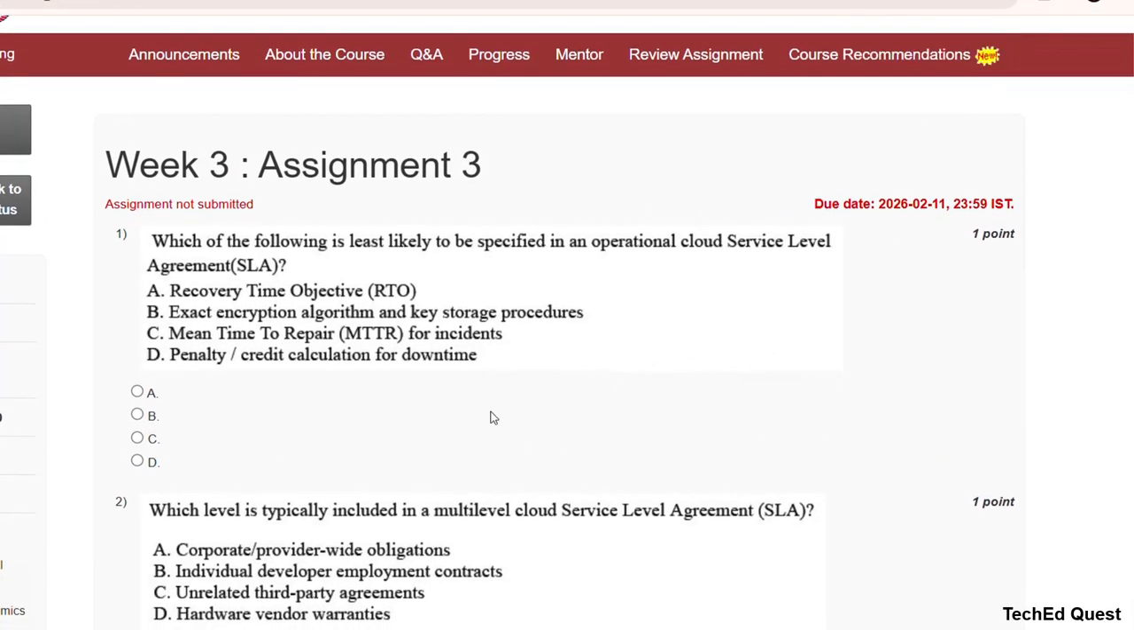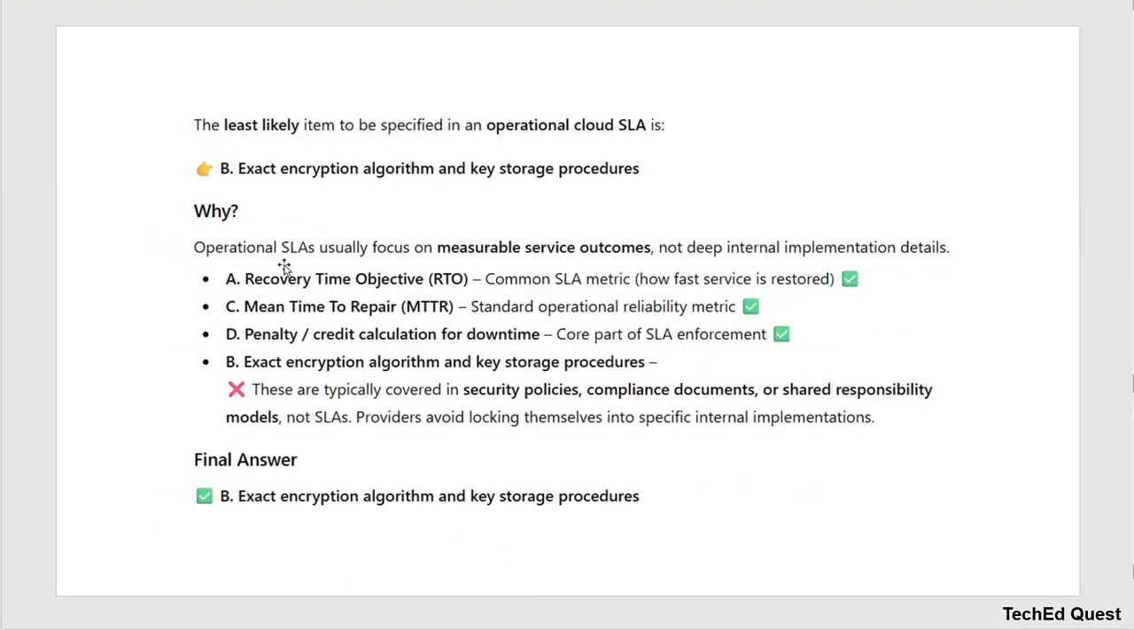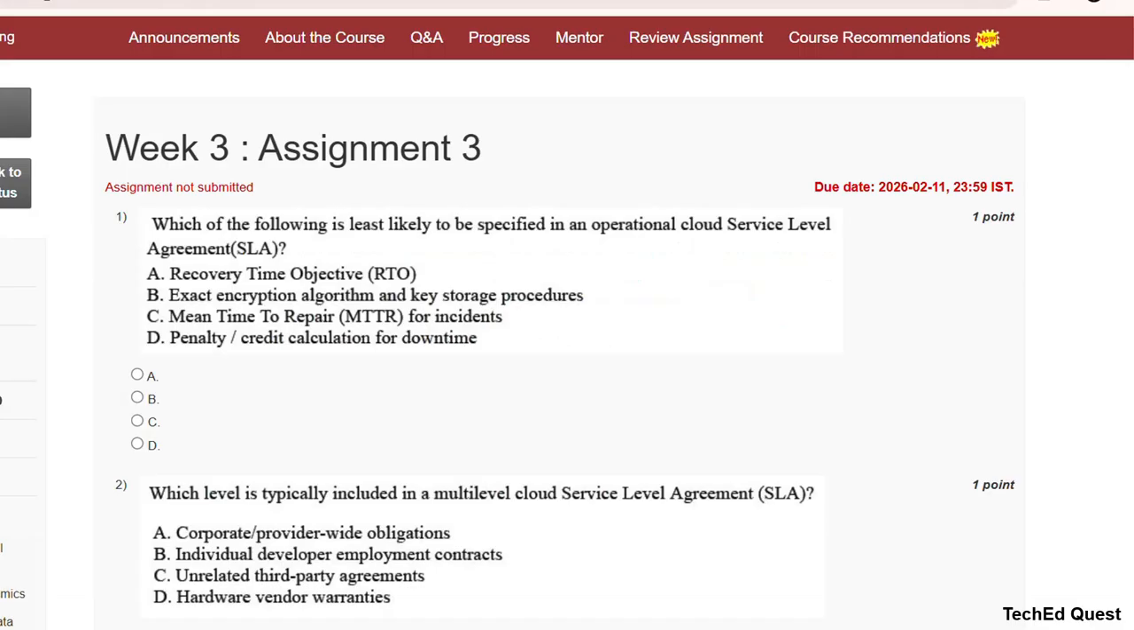Let's start the video. The first question is, which of the following is least likely to be specified in an operational cloud service level agreement? The correct answer for this question is B. Exact encryption algorithm and key storage procedure. You can see the detailed explanation of this answer in this slide. The correct answer is B.